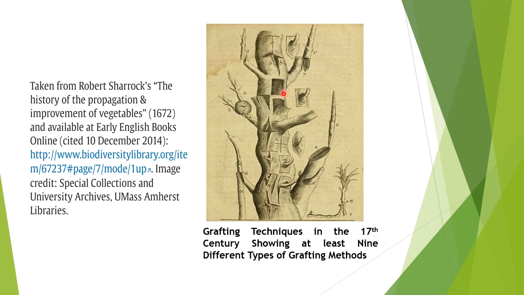This picture shows at least 9 different types of grafting methods. You see, this is one grafting, this is another grafting, and this is taken from Robert Sharrock's The History of the Propagation and Improvement of Vegetables. So this plate depicts that grafting is a very ancient practice.